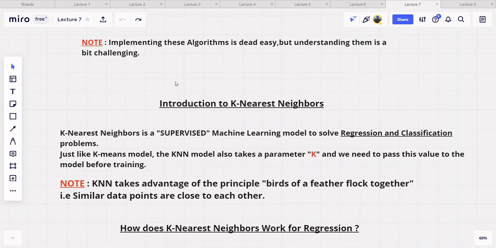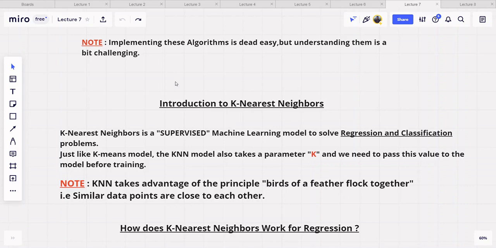For example, if you wanted to predict salary given a person's experience, in that case you can use k nearest neighbors. And another example would be, let's say you want to classify if an email is spam or not. Even in that case, we can use k nearest neighbor.